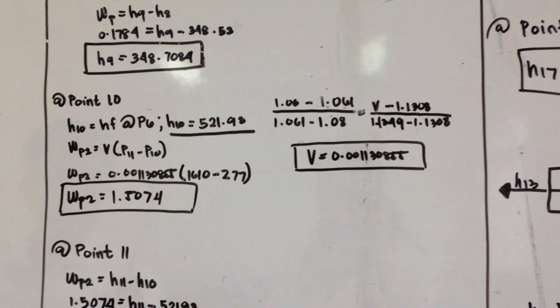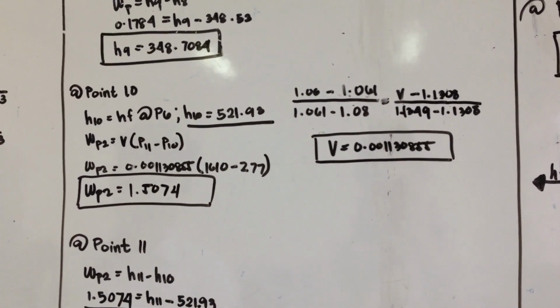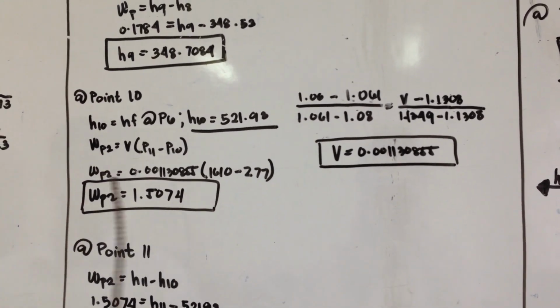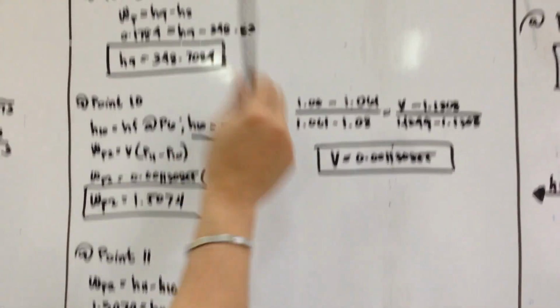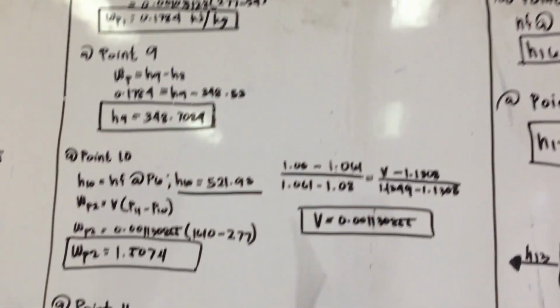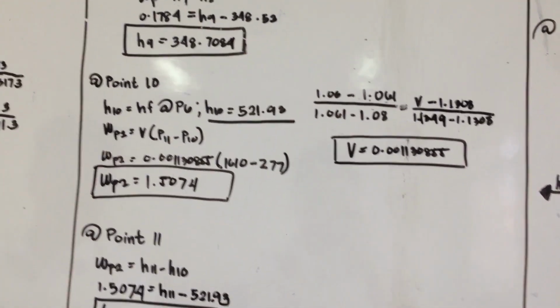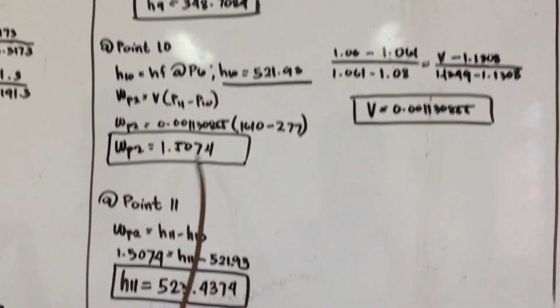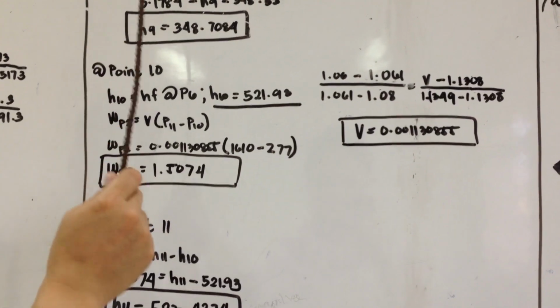to get the work pump 2, because as I have said, we have two pumps. From the second pump, the same process as point 8 and point 9 gives the work pump 2. And to get the H11, using the work pump from point 9, same formula, we can get the H11.